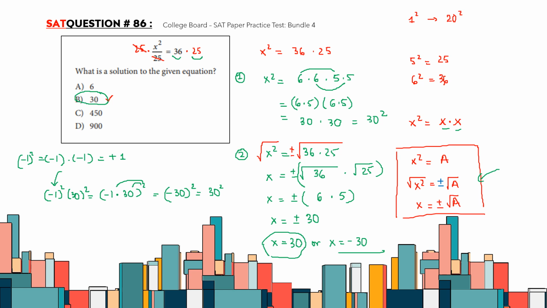So make sure we're familiar with 2 squared equals 4, 3 squared equals 9, 4 squared equals 16, 7 squared equals 49, and up to 20 squared. Be familiar with those numbers. That will help you solve a problem quicker.